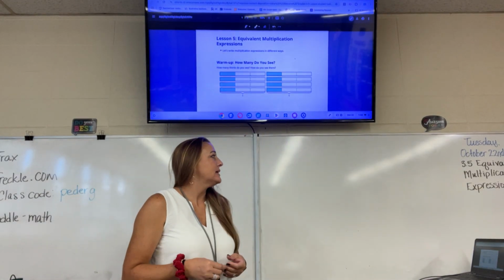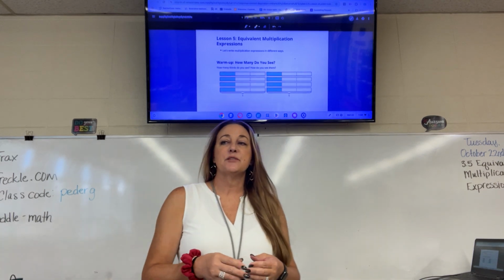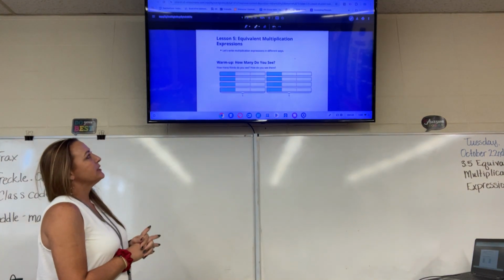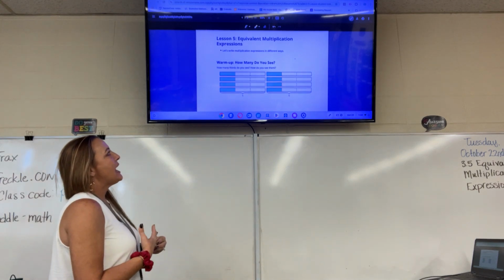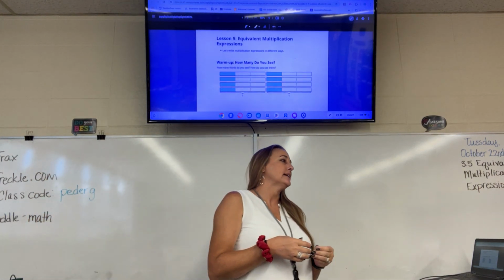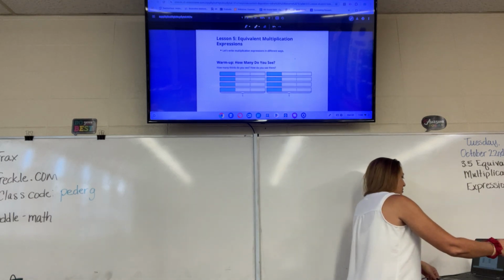Today we're doing lesson 3.5, equivalent multiplication expressions. So the math warm-up is on page 23. It says, how many do you see? How many thirds do you see, and how do you see them? Jackson? I see 8 thirds. And how do you see them?